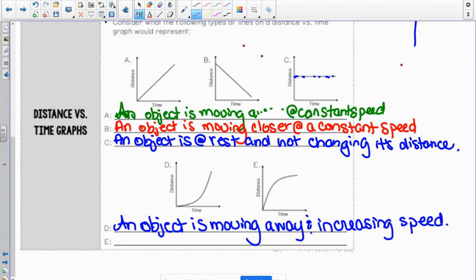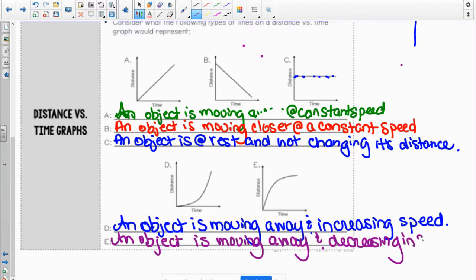And the last one here, notice that it's nonlinear and it's increasing. I should say it's decreasing in speed, because notice it goes fast and then all of a sudden it starts to flatten out. So it's going fast and then slower, almost to that rest stage where they're not moving. So an object is still moving away and is decreasing in speed.